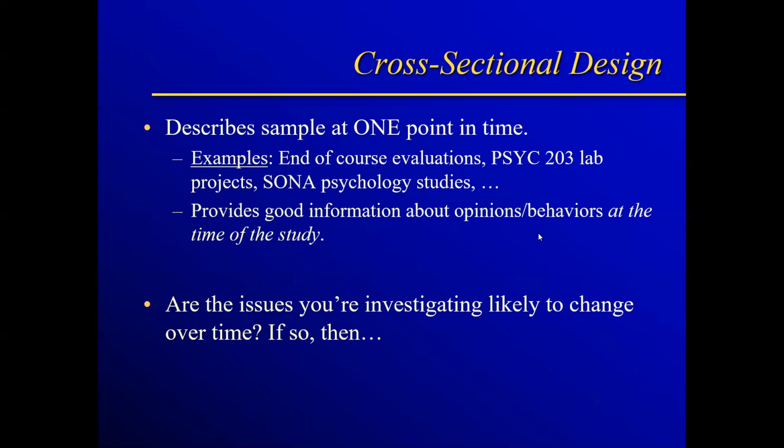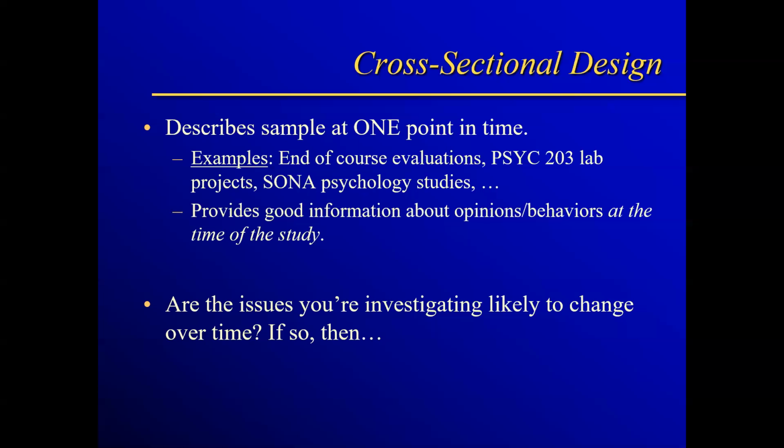All right, so let's move on into different types of designs for descriptive studies. Cross-sectional design describes the sample at one point in time. Here are some examples. At the end of the year, you're going to do a course evaluation where you rate what you thought about the class, and any changes that you would like to be made. So just at one time point, we are assessing your thoughts and feelings on that particular day about how you thought the classes went.